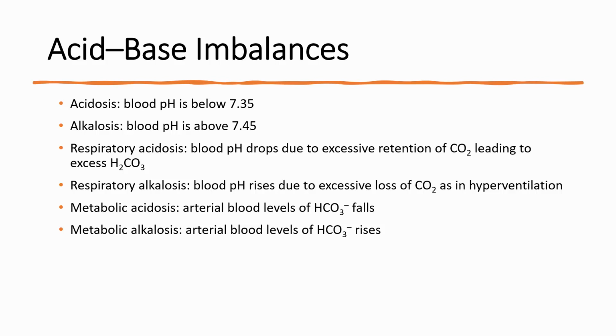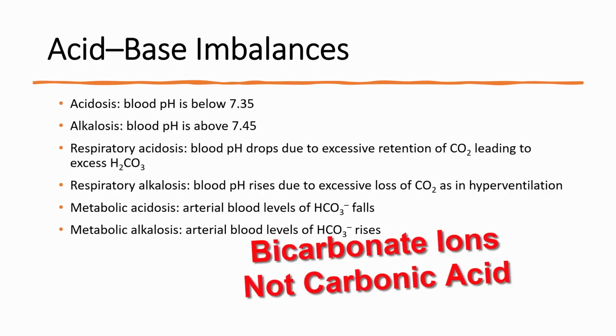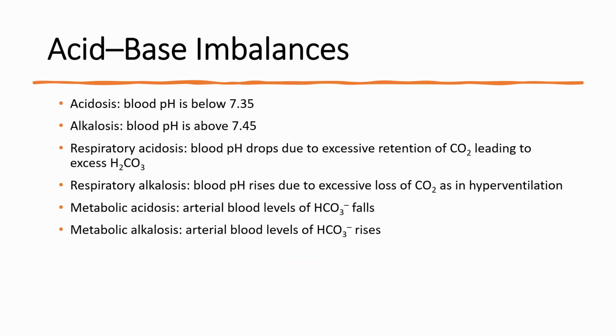Metabolic acidosis, the arterial blood levels of bicarbonate fall. Okay, because again, bicarbonate ion is your buffer, and if those levels fall, due to whatever reason, you're going to become more acidic. You're not going to have that bicarb to buffer those hydrogen ions. And in metabolic alkalosis, the arterial blood levels of bicarbonate ion rise.